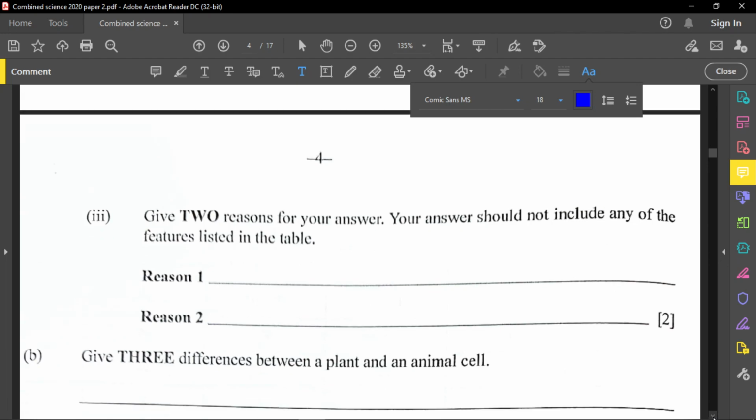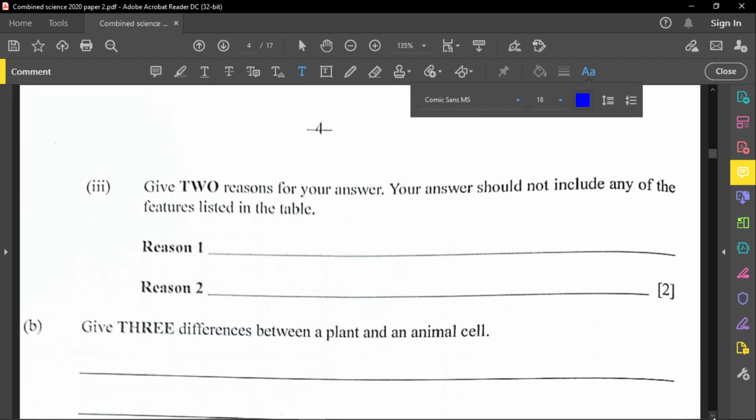All right, so let's go to the next part of the question. We said, give two reasons for your answer. Your answer should not include any of the features listed in the table. So let's talk about two features of reptiles that are not listed on the chart at all. Please remember that some of these features will also go for other organisms as well. To be a reptile, first you have to be cold-blooded. Then another reason is that reptiles lay eggs. Generally, most reptiles lay eggs.